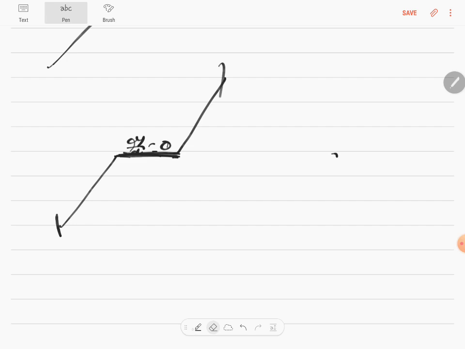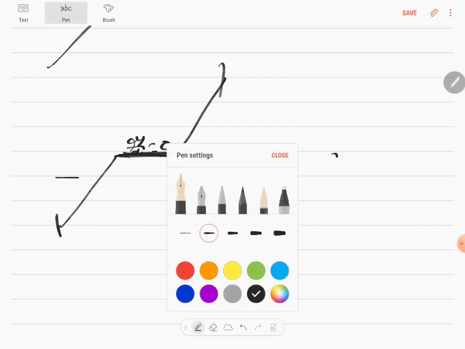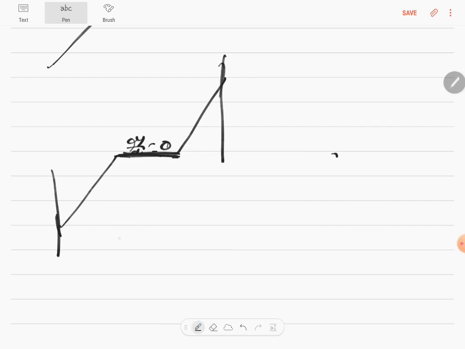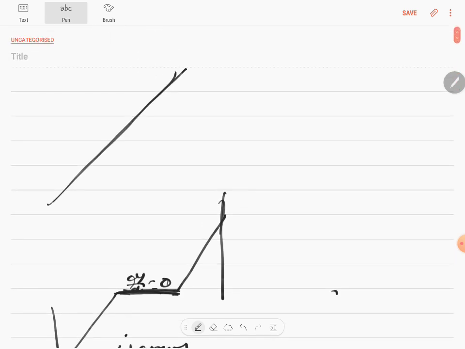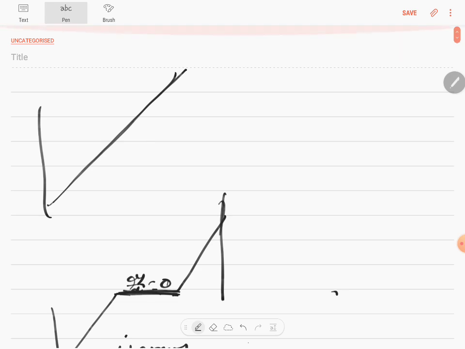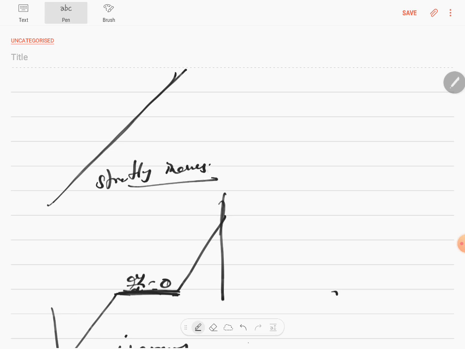No. You have to only listen to what I am saying. This whole function definitely is an increasing function. But this function is a strictly increasing function. The first graph here is a strictly increasing function.